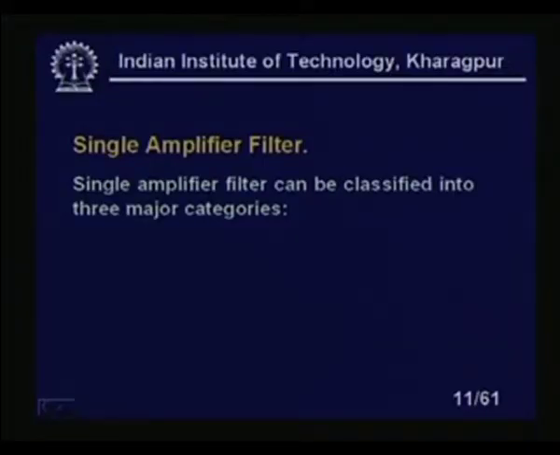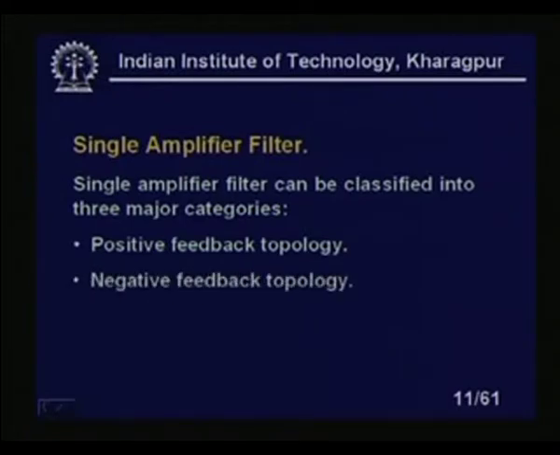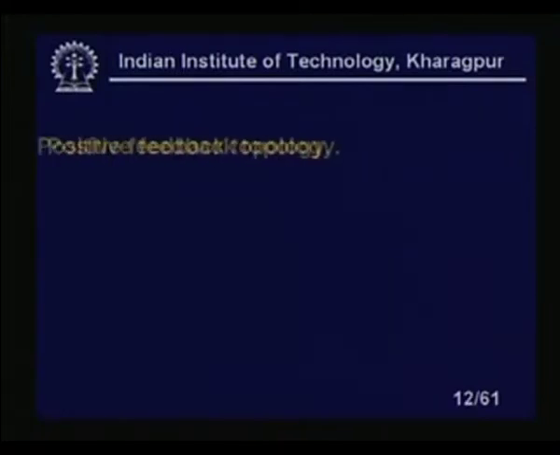If we put the RC networks in the positive feedback path, we will call it positive feedback topology, right. We will discuss both. Let us discuss one by one. Single amplifier filters can be classified into 3 major categories: positive feedback topology, negative feedback topology. We have also an enhanced negative feedback topology, right. We will discuss that. It is a negative feedback topology with a certain amount of positive feedback, that also we will discuss, right. So, it is called the enhanced negative feedback topology, right.